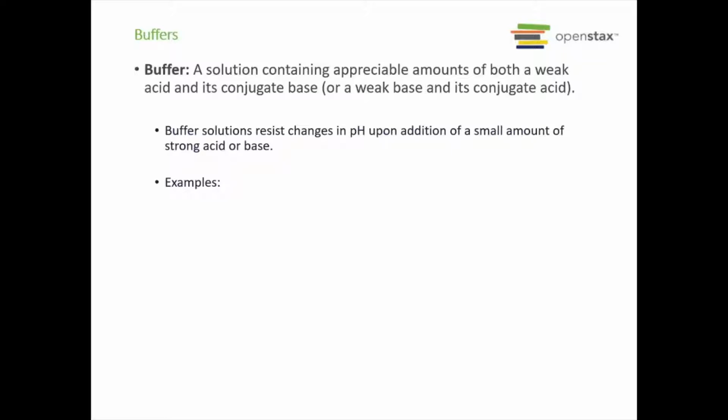So a buffer solution has amounts of both a weak acid and its conjugate base. So it's usually a salt. You've got a metal plus the negative anion conjugate base. And these resist changes in pH when you add a small amount of strong acid or base. So you add a small amount of strong acid to a buffered solution, and the base is going to react with it and keep the pH from changing drastically. Whereas if it wasn't buffered and you added some acid to it, your pH might just spike or go down to very high acidity.